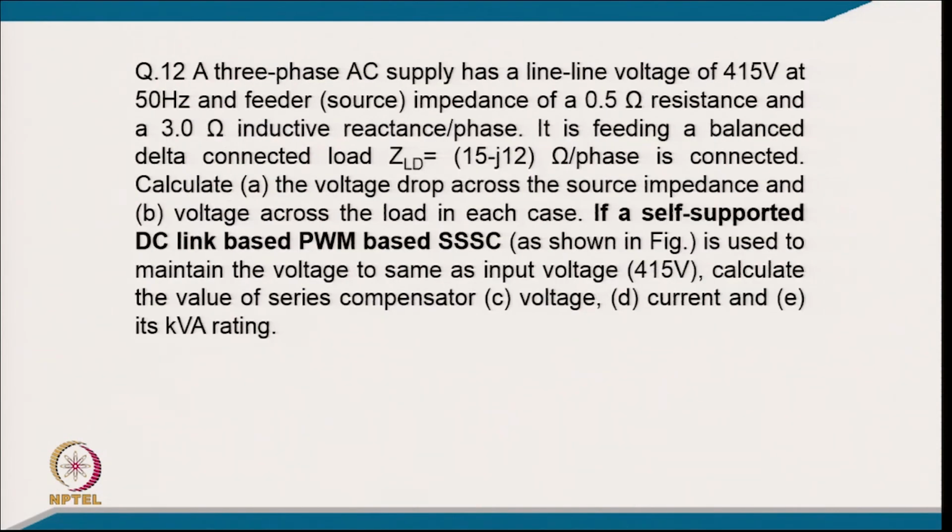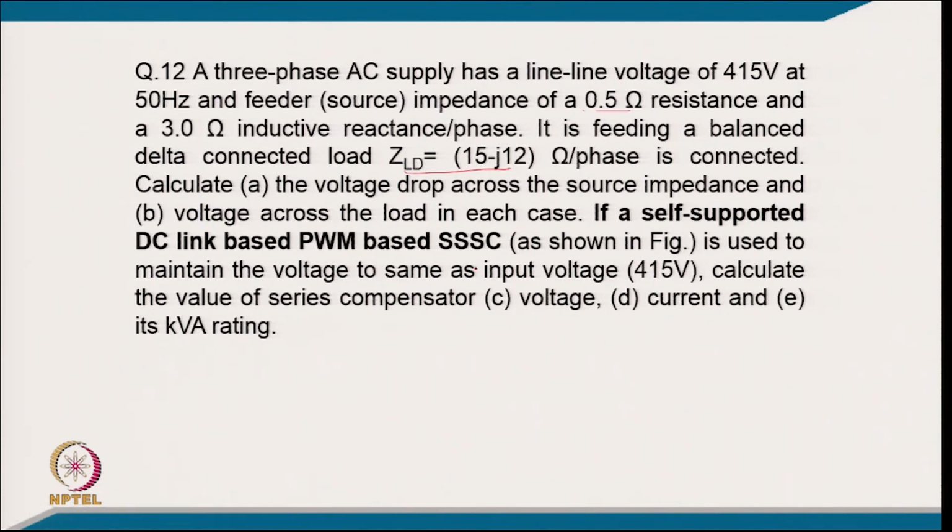Coming to the 12th numerical problem, a 3 phase AC supply has a line voltage of 415 volt at 50 hertz and feeder impedance of 0.5 ohm resistance and 3 ohm inductive reactance, and it is feeding a balanced delta connected load of 15 minus J12 ohm per phase. Calculate the voltage drop across the source impedance and the voltage across the load.